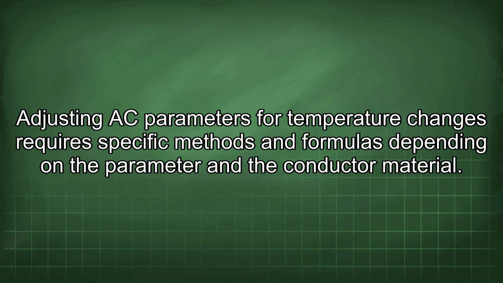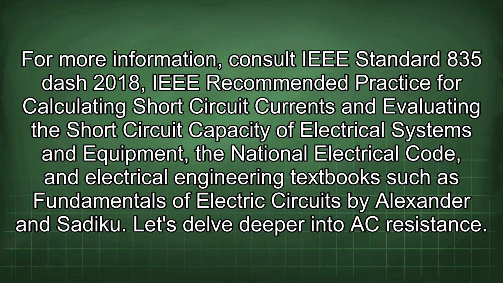Adjusting AC parameters for temperature changes requires specific methods and formulas depending on the parameter and the conductor material. For more information, consult IEEE Standard 835-2018, IEEE Recommended Practice for Calculating Short-Circuit Currents and Evaluating the Short-Circuit Capacity of Electrical Systems and Equipment, the National Electrical Code, and electrical engineering textbooks such as Fundamentals of Electric Circuits by Alexander and Sadiku.